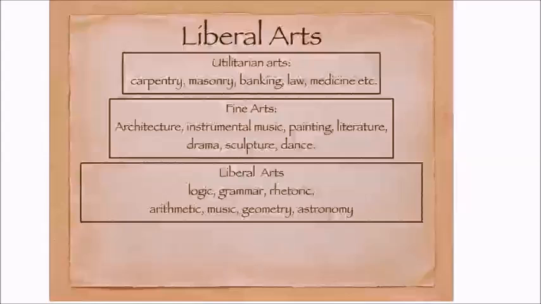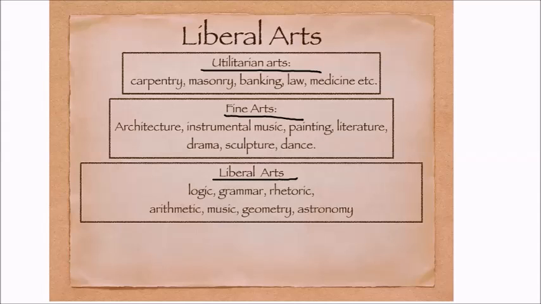Let's try to understand the liberal arts in comparison to other types of arts. So there are the utilitarian arts, the fine arts, and the liberal arts. The utilitarian arts are carpentry, masonry, banking, law, medicine, and so on. The fine arts we could call architecture, instrumental music, painting, literature, and so on. And the group of liberal arts. So there are three groups of arts.